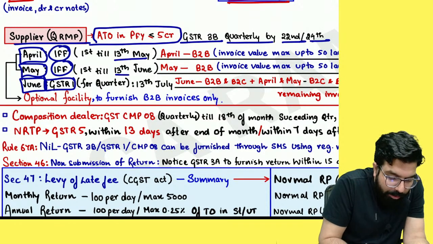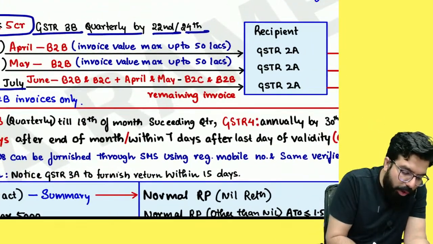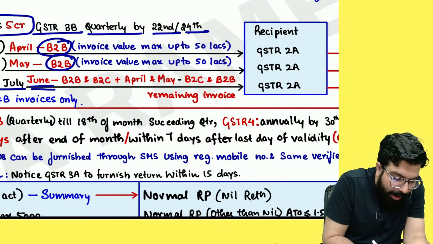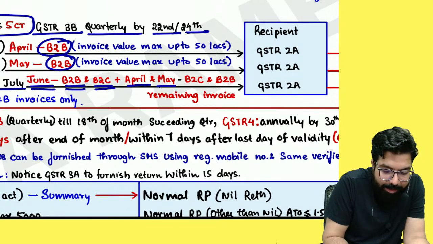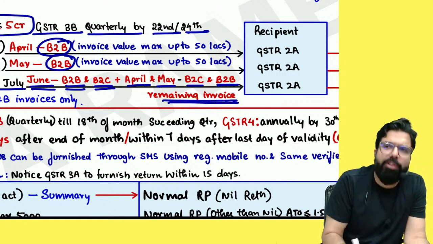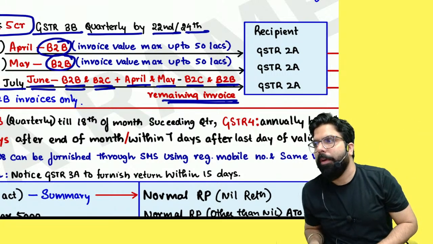What is the due date now? 13 and 13. Do you guys agree with me? In the first two IFF, you will show only B2B invoices, but in the last one, GSTR 1, you will show B2B and B2C. And April and May ka which one? B2C. And if B2B any invoice you did not show, that also. Are we clear everyone? Is my point clear to all people?